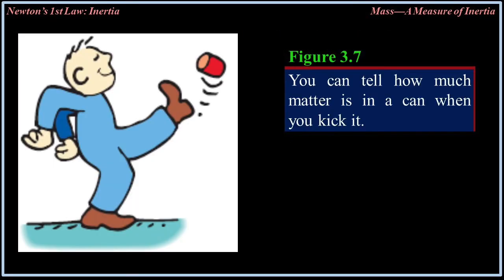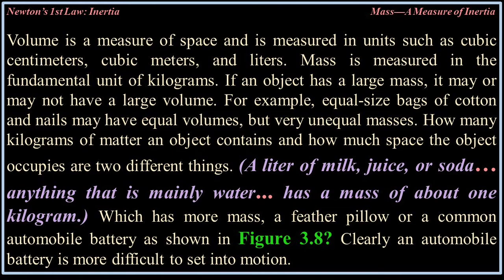Figure 3.7. You can tell how much matter is in a can when you kick it. Although I would not kick a can unless I knew how much material was in it. Volume is a measure of space and is measured in units such as cubic centimeters, cubic meters, and liters. Mass is measured in the fundamental unit of kilograms.